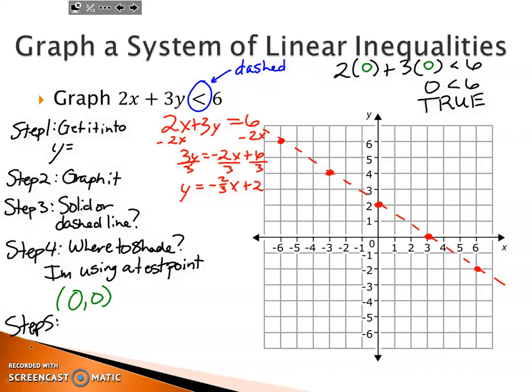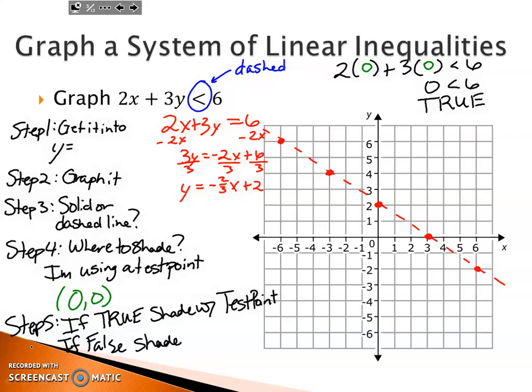So I'm going to write step 5: if true, shade with the test point, and if false, shade away from your test point. Okay?